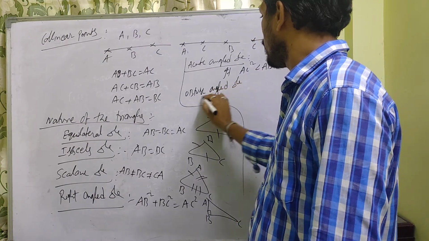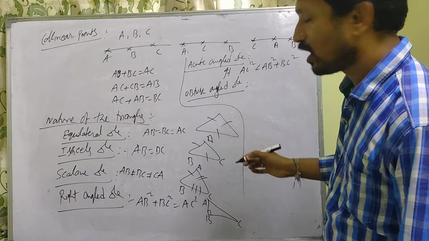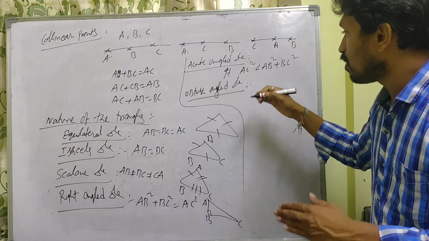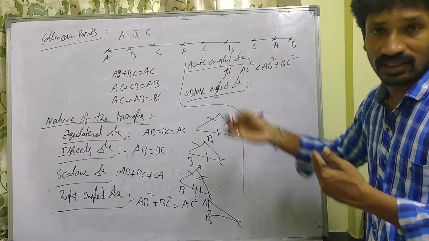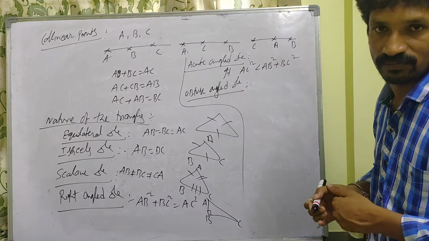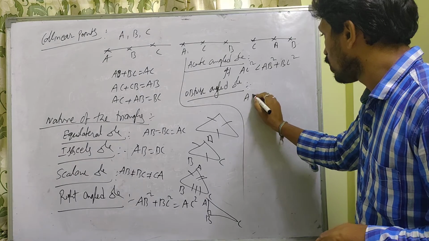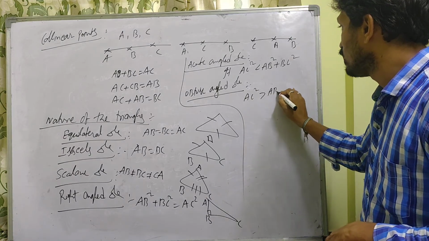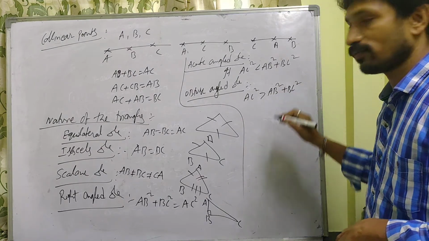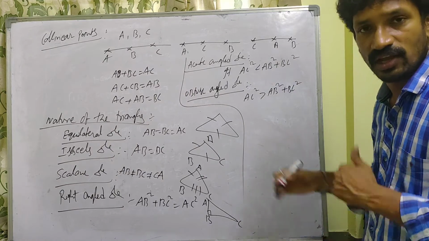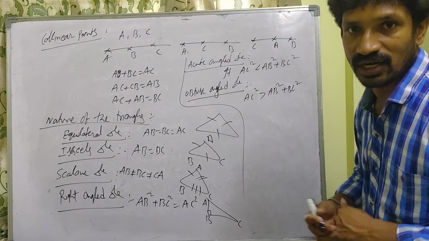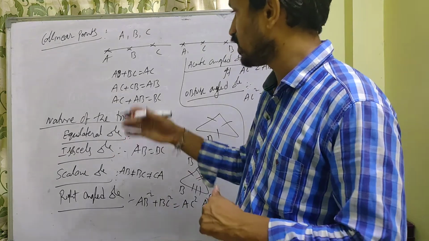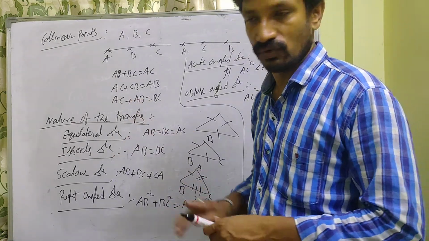Next, obtuse angle triangle. Obtuse angle triangle means the sum of the squares of the two sides is less than the square of the third side. That means for this one, opposite side AC square is greater than AB square plus BC square. Here also three possibilities are there. Any one of them holds, then that triangle is called the obtuse angle triangle. Next, properties or nature of the quadrilaterals we will discuss.